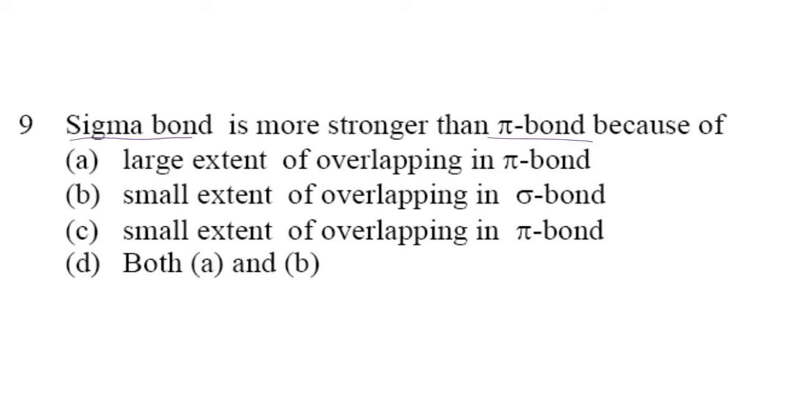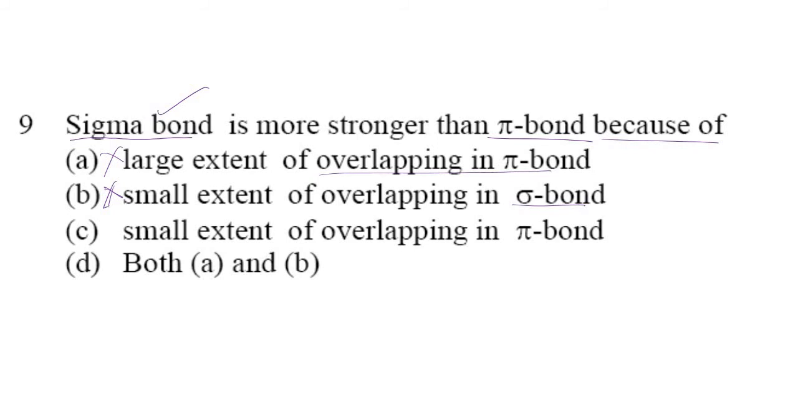Now the question is, the sigma bond is stronger than that of pi bond because, now you see the first option, large extent of overlapping in pi bond. No, if it is large overlapping in pi bond, then it reveals that pi bond is stronger than sigma bond. So this option is not correct. Go to the next option, small extent of overlapping in sigma bond. No, even this is not correct. Why? Because large extent of overlapping in sigma bond makes sigma bond stronger. So this is not correct.